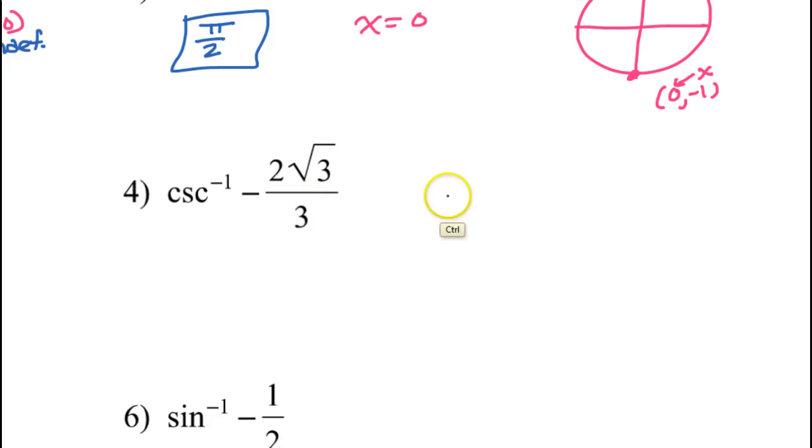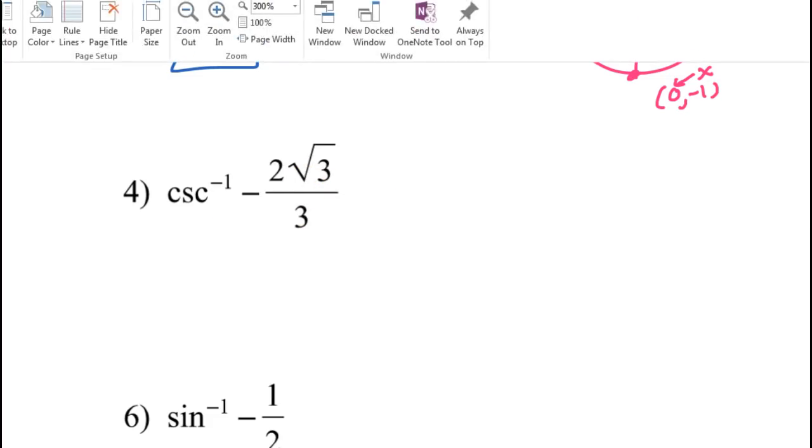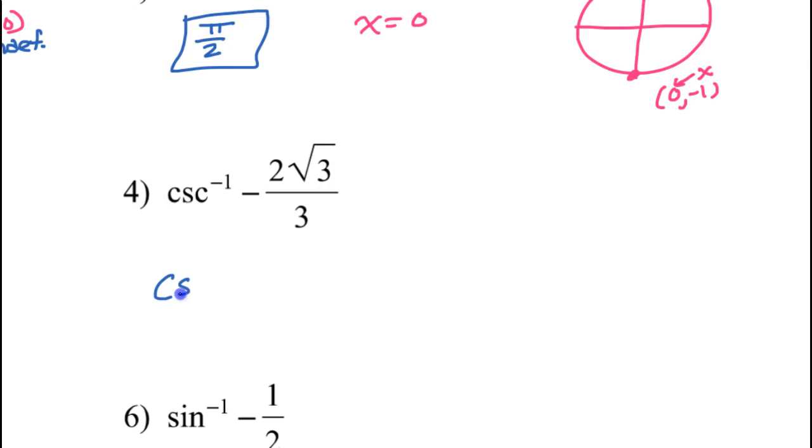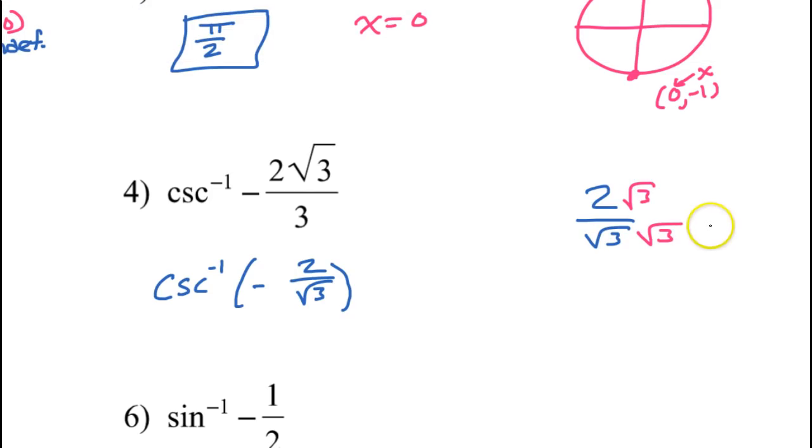I need you to understand that this is really the same thing as cosecant of negative 2 over radical 3. Okay, this looks very weird, but all they did was rationalize the denominator. If I have 2 over radical 3, and I want to rationalize the denominator, I would do that by multiplying by radical 3 in the top and the bottom. So that would give me 2 radical 3 over 3. That's where this is coming from. Okay, so we're more comfortable thinking of it this way, negative 2 over radical 3, without rationalizing. So that will help you understand what's happening.